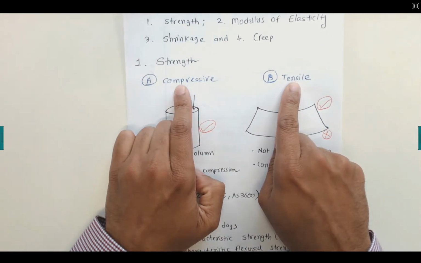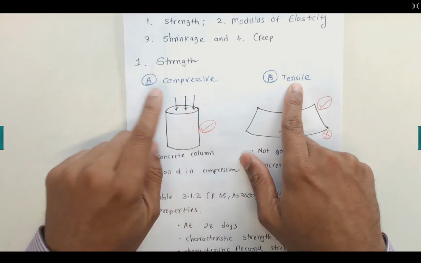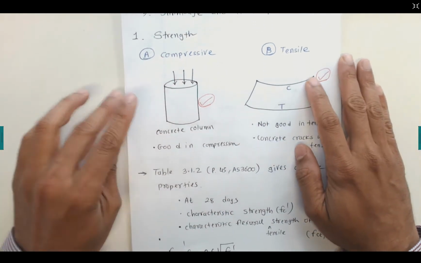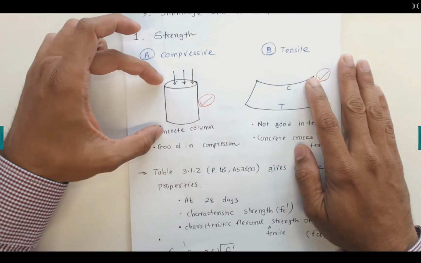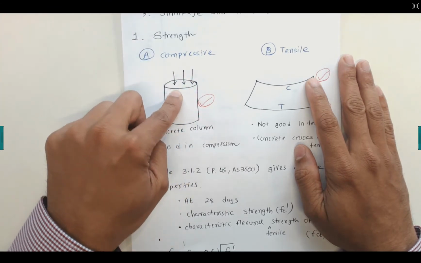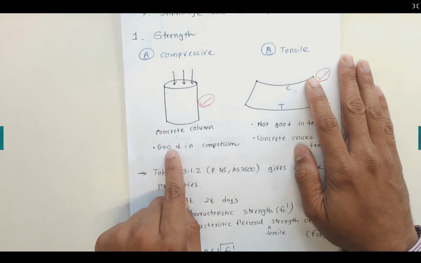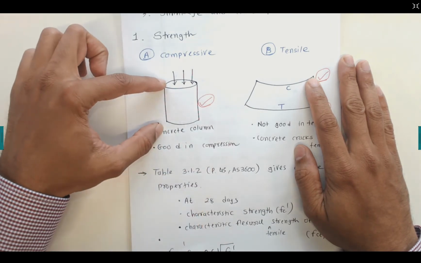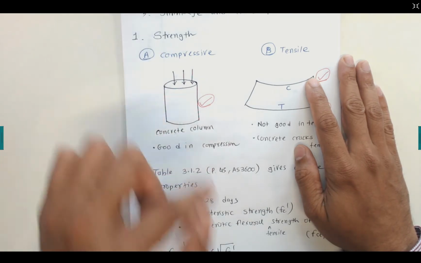One is compressive strength, another one is tensile strength. Let's talk about the compressive strength first. Now when you are taking the columns of the concrete, generally it's subjected to the compression load, and concrete is very good in compressions. It has a very good strength in compression and generally used to carry the compression load.